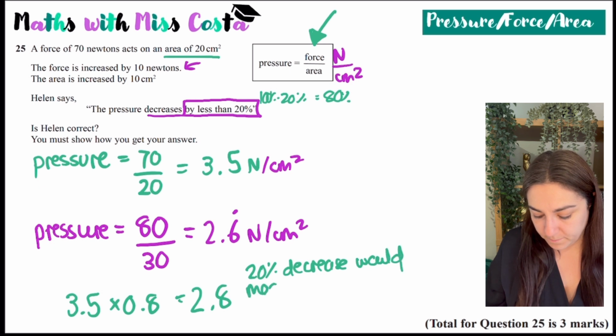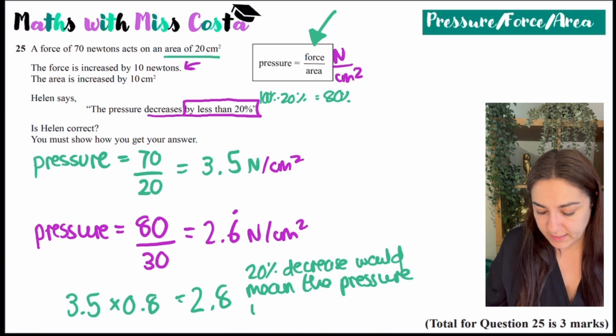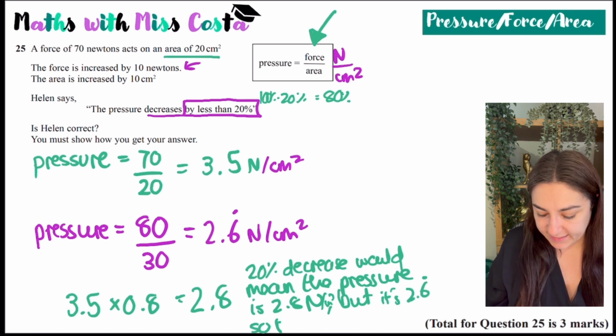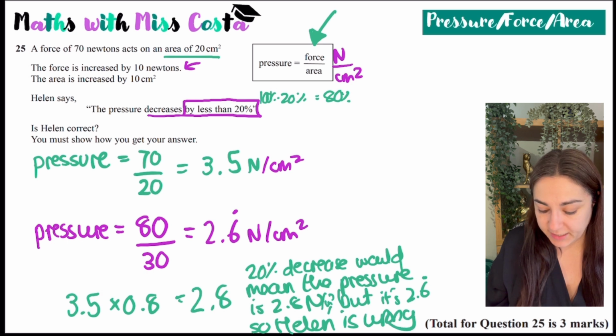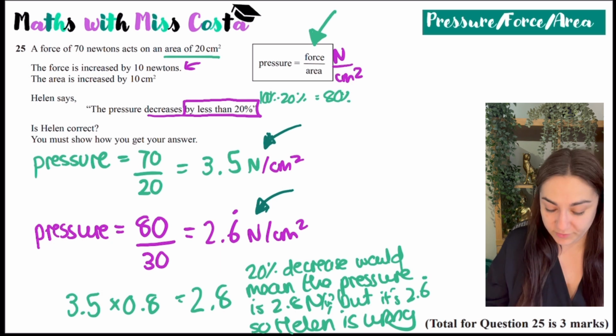So a 20% decrease would mean the pressure is 2.8 newtons, but it's 2.6, so Helen is wrong. So we've worked out essentially what the pressure was originally, which is 3.5, and then we worked out what the new pressure would be, but it's actually more than a 20% decrease.